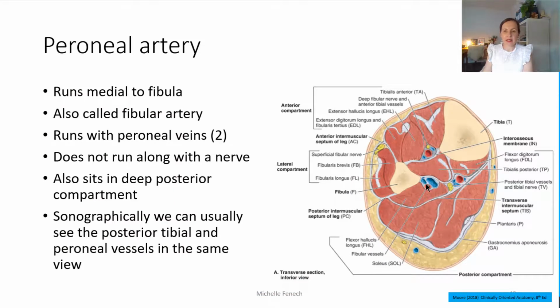And then the other artery is this peroneal artery. So remember, peroneal is a word that means fibula. So it runs right next to the fibula, and in fact it runs medial to the fibula. So that's our fibular artery. If that's easier to remember, you can always use the term fibula rather than peroneal. There is nothing anatomically wrong with using that term. Remember though that it does not run with a nerve. It runs with peroneal veins, 2 peroneal veins, but no nerve. And it still sits in this deep posterior compartment.